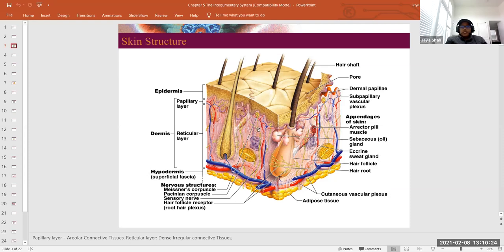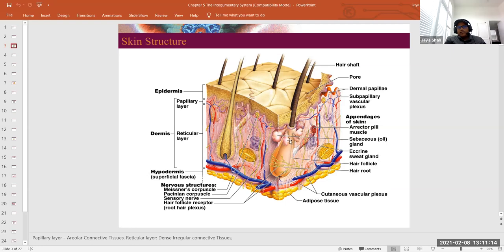Now, in the skin, you have several structures, particularly in the dermis. So the dermis has appendages of the skin. Let's talk about the hair first. Hair has the root of the hair, the hair root. And whatever part of the hair is outside the skin is called the hair shaft. The root is held by nerve fibers, you see? That is called the hair follicle, and the hair follicle is surrounded by sensory nerve. That's why when you pluck the hair, it is painful, because it is attached to the nerve fibers.